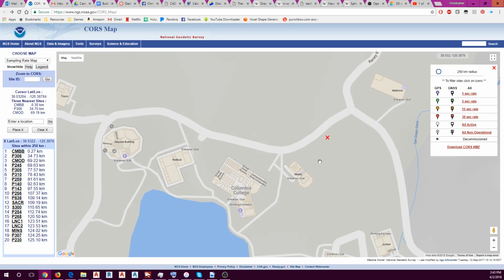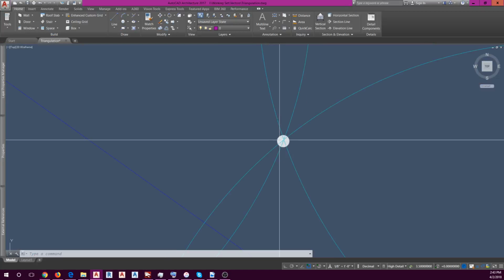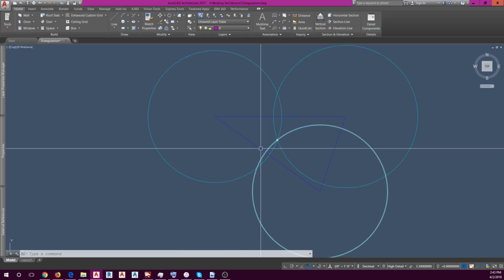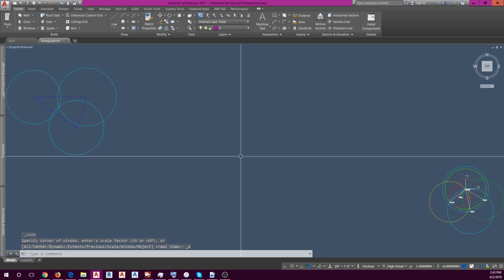So I hope that this kind of explains the idea of triangulation and specifically how to use triangulation to find coordinates and to really approximate them is the idea.